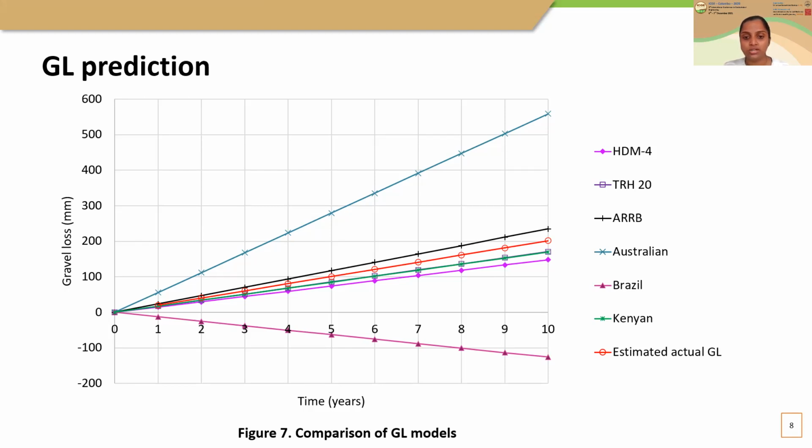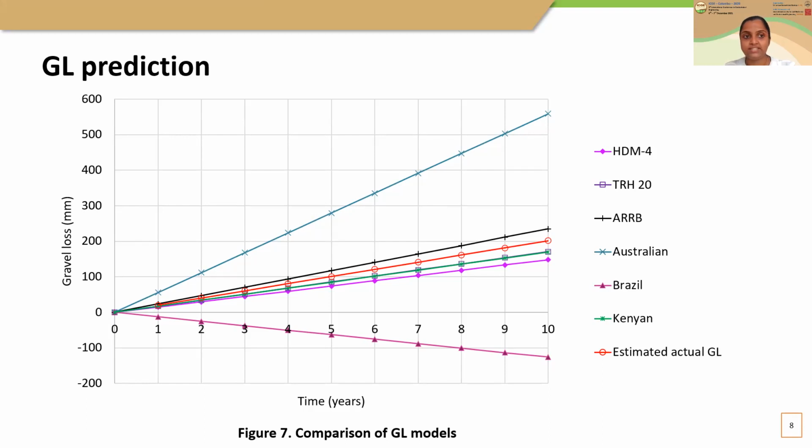Other than those two models, the TRH20 model, ARRB model, J.A.N.N model and HDM4 model, those four models always show similar behavior to the actual estimated gravel loss.